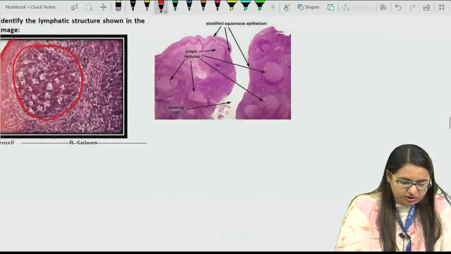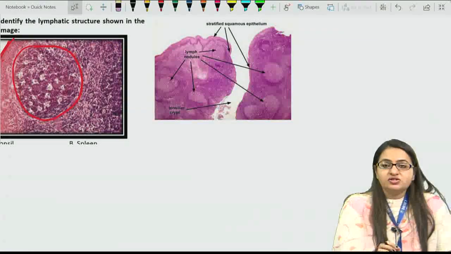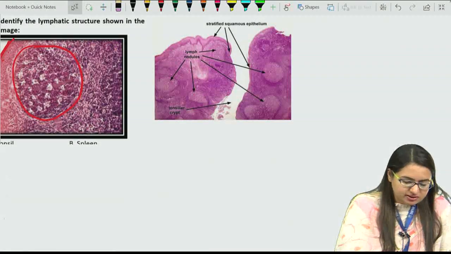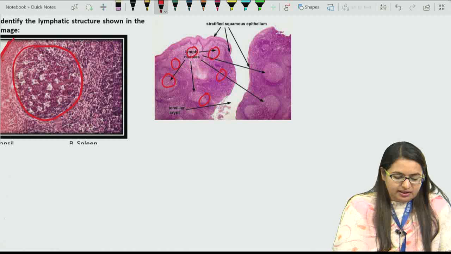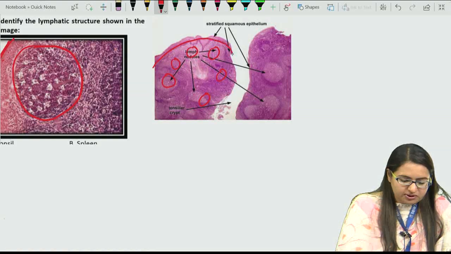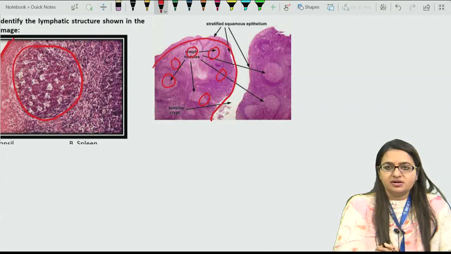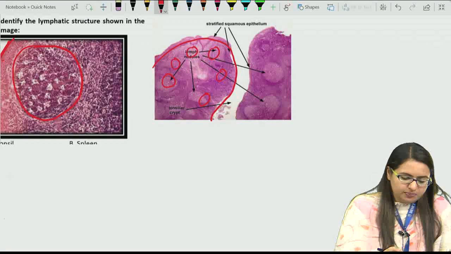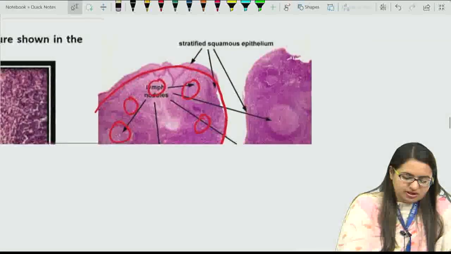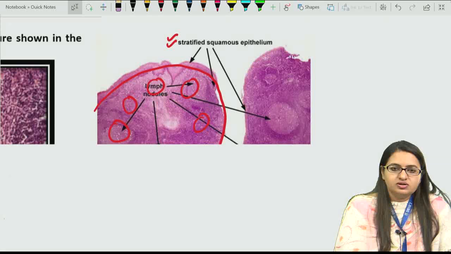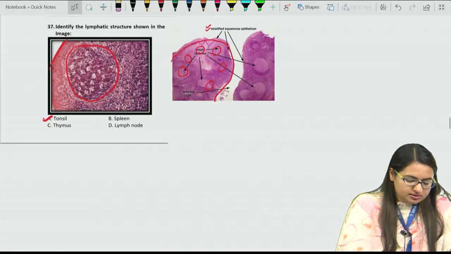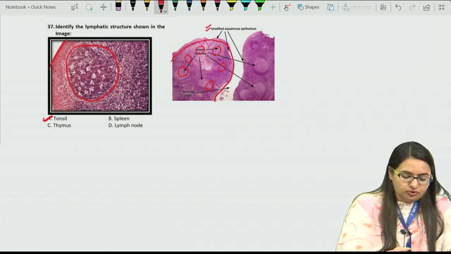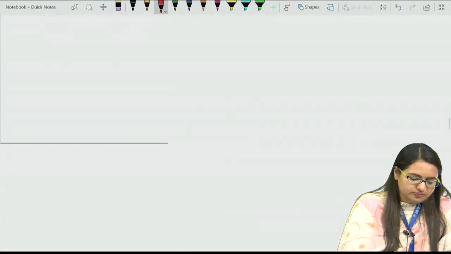If we see the picture over here, the characteristic feature of the tonsil is that it has lymphatic nodules present towards the outer side, and over it, it has the epithelium. The presence of the epithelium is a characteristic feature of the tonsil. The epithelium present here is a stratified squamous epithelium. Now if we compare it with other structures like spleen, thymus or lymph node, how do they appear? The histological picture.